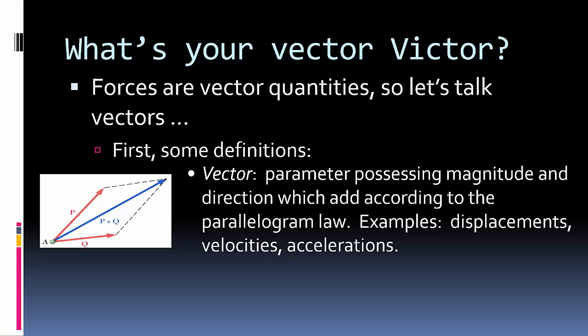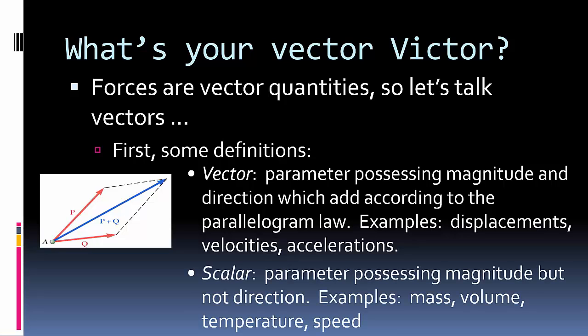Magnitudes and directions. Versus a scalar, a parameter that possesses magnitude but not direction. So examples of scalars are mass, volume, temperature, speed. Look at velocity, for example. The velocity tells you the direction and the magnitude, right? That's what a vector is: a magnitude and a direction. Well, the magnitude of the velocity vector is speed. So speed is the scalar, and the velocity has the additional information of the direction.